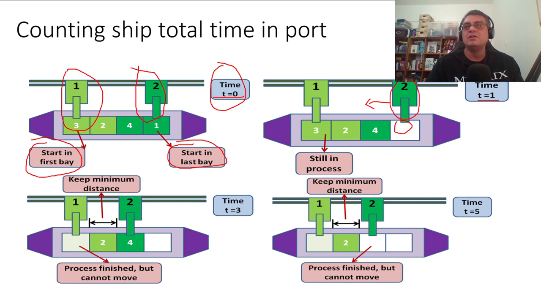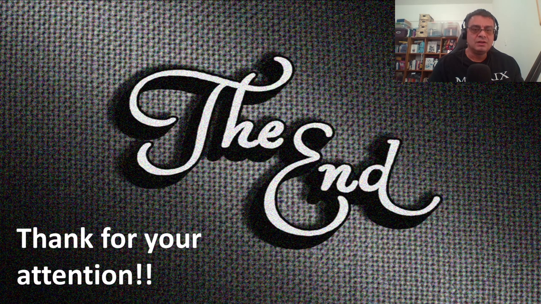But once this quay crane moved to this bay, this other quay crane cannot be moved because we should keep this minimum distance. So we have a difficult situation here since you have to keep this minimal distance, but this quay crane cannot move, this other quay crane cannot move also. This could increase the total time, and we're gonna see how to deal with this kind of situation in a very simple way.